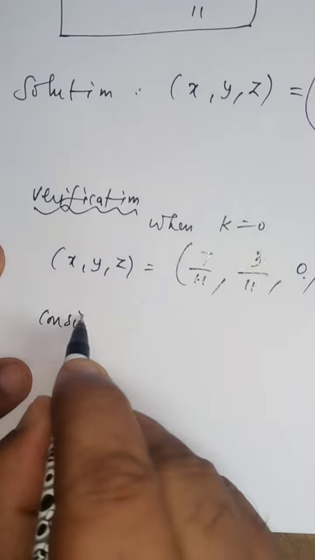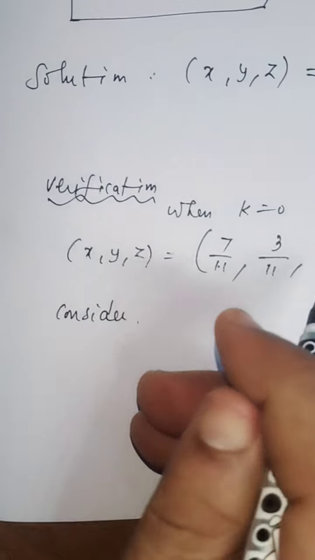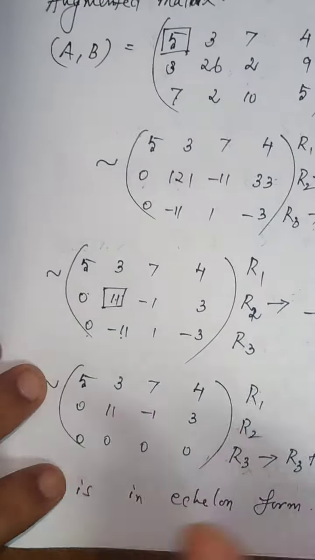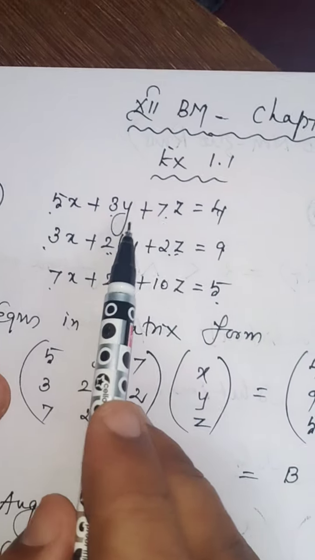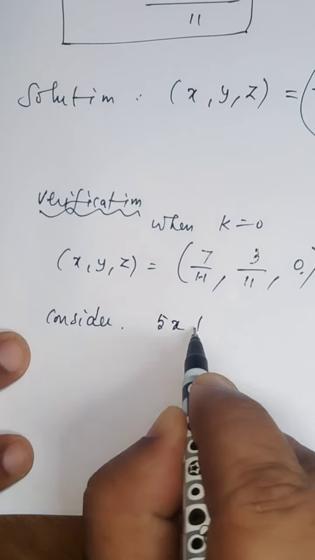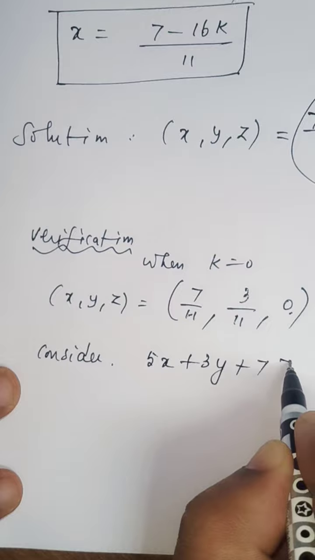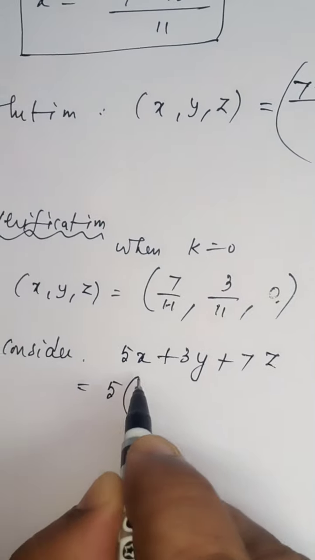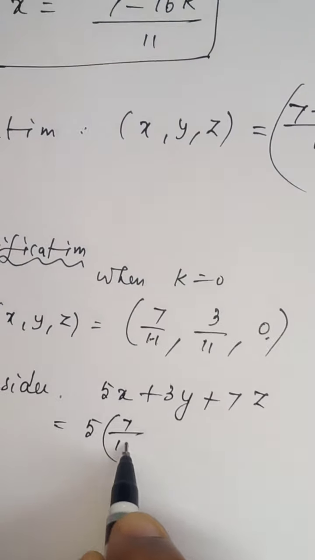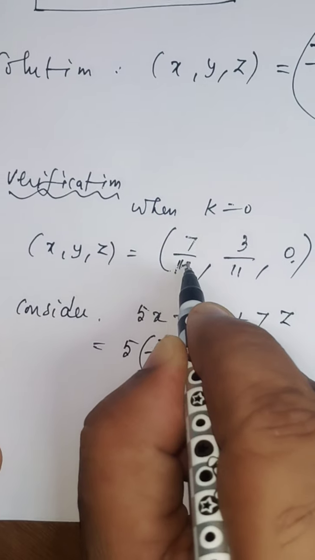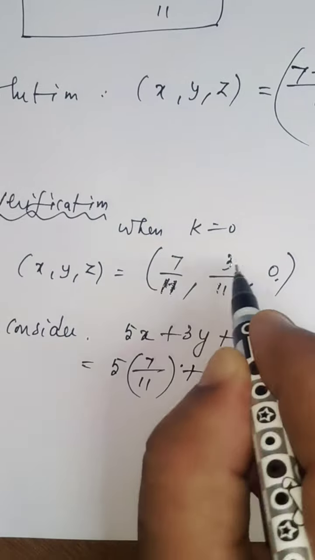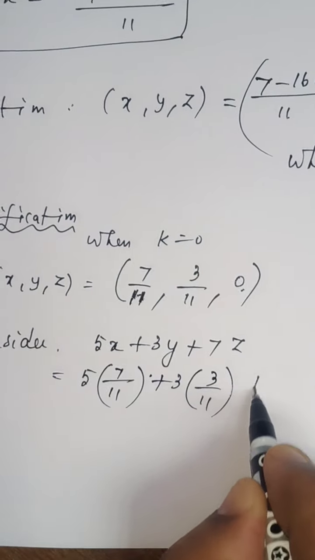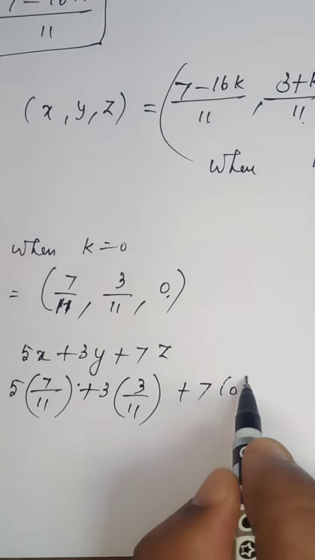Now consider any one of the given equations. You have to verify LHS and RHS are equal. Here we have 3 equations. I consider the first equation, 5x plus 3y plus 7z. Listen carefully. 5, x can be replaced by 7 by 11, plus 3 into y can be replaced by 3 by 11 and 7 into z can be replaced by 0.